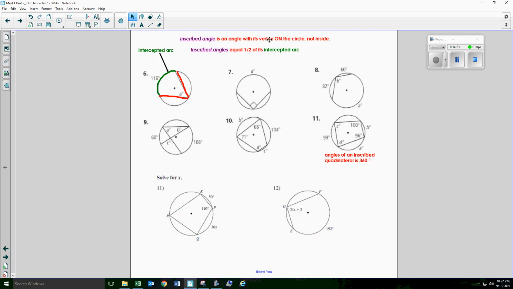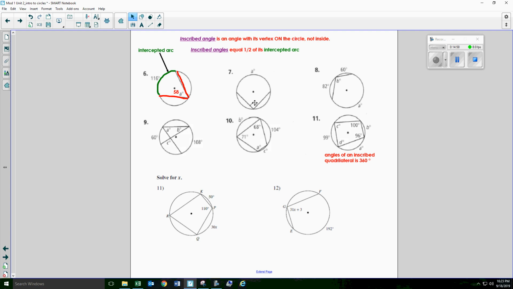So here we go. An inscribed angle, remember, has its vertex on the circle. So in this case, this angle right here, remember, it is half of its intercepted arc. So the green is the intercepted arc. So what is half of 116? Again, you could pause the video right now and try to answer all these questions on your own, or do one at a time, and then hit play to see if you got it right. So again, half of 116 would be 58. So that'd be 58 degrees right there. Okay, you can pause and keep trying here.